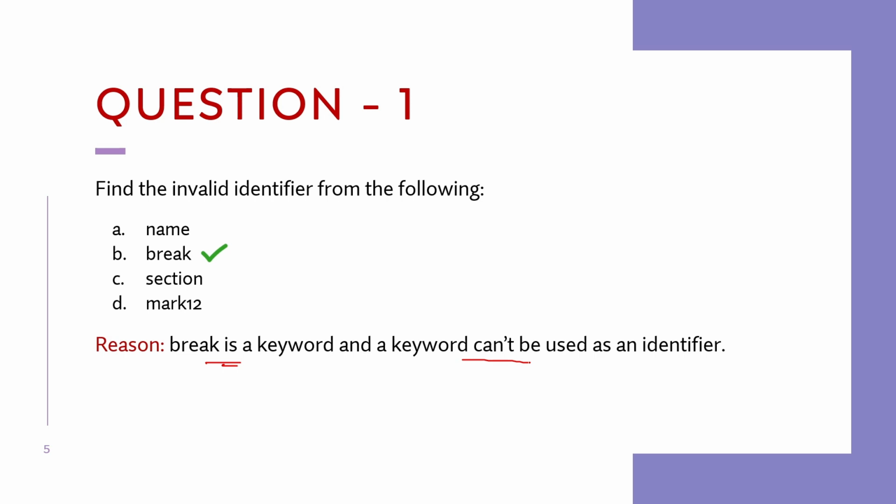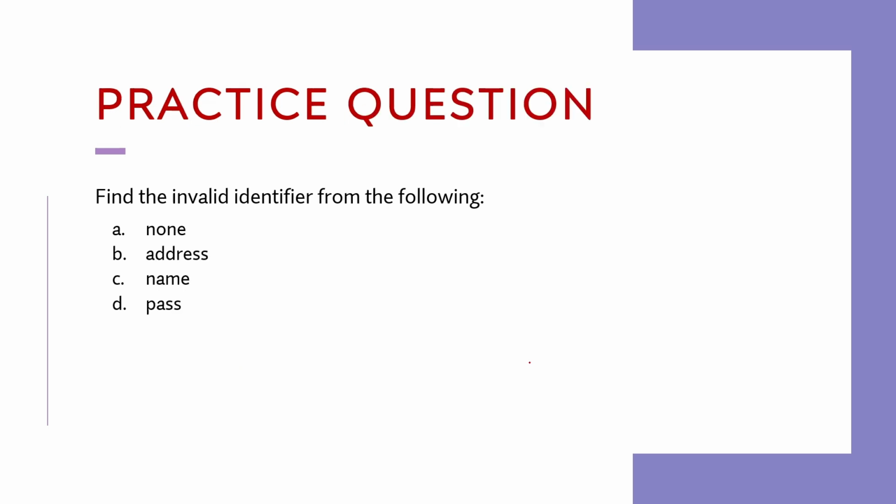So now here is a practice question for you. Out of the given four options, you need to tell which one is the invalid identifier.